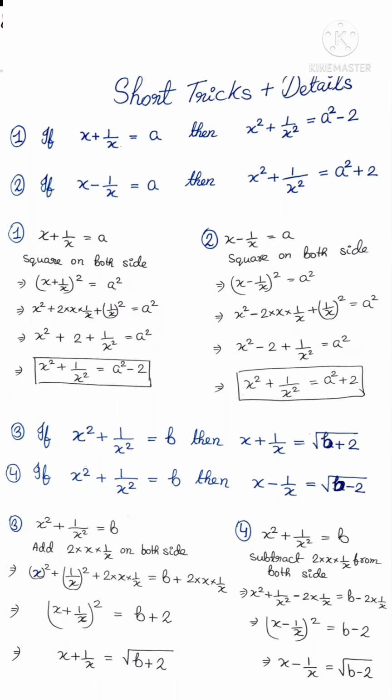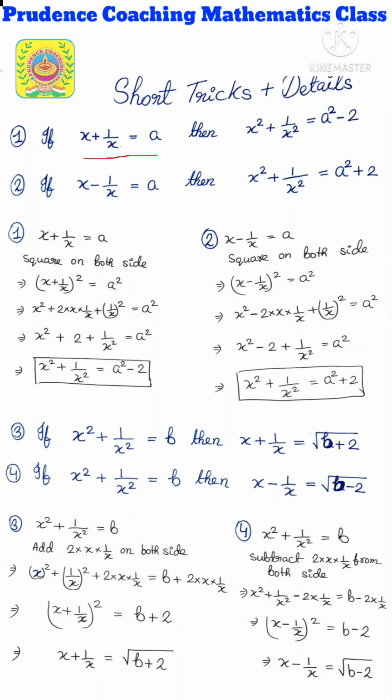So first, if it is given in the question x plus 1 by x equals a, where a can be any number, and you are asked to find x square plus 1 by x square, then without knowing anything else, you can just square the given value, that is a square, and deduct 2 from a square. So you will get the value of x square plus 1 by x square.